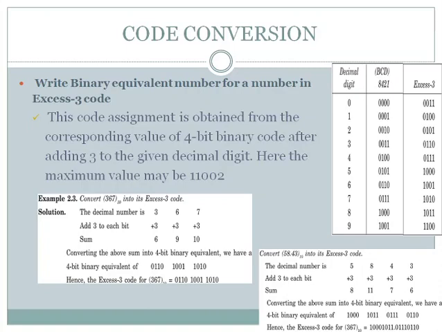After that we have seen how to convert a given decimal number into XS3 code. Already we have obtained the XS3 codes for the decimal digits, so here we replace each decimal digit with its corresponding XS3 code. With that we get the XS3 code for the entire decimal number.